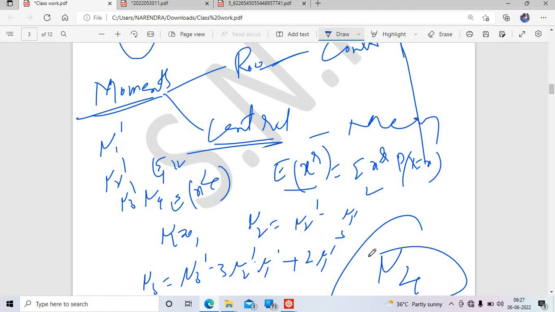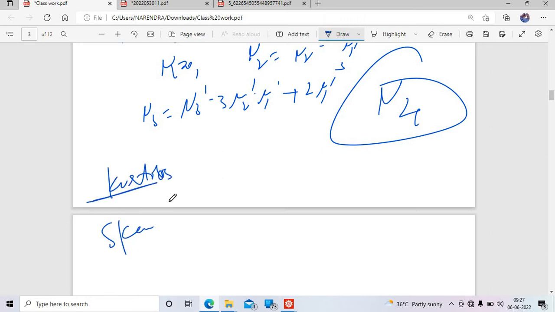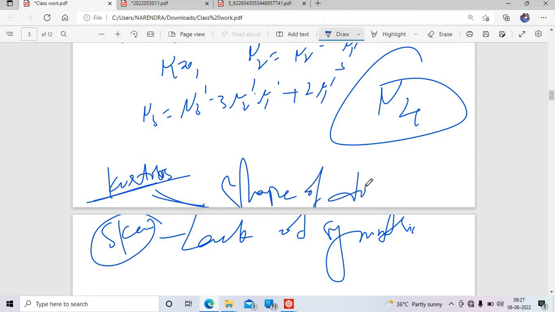After finding the moments, we go to skewness and kurtosis. What do these take? Skewness means lack of symmetry. In kurtosis we will find the shape of the distribution. So after doing random variables, you will get a clear idea about skewness and kurtosis also.